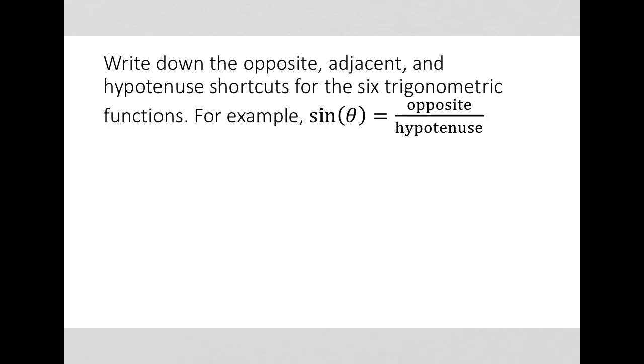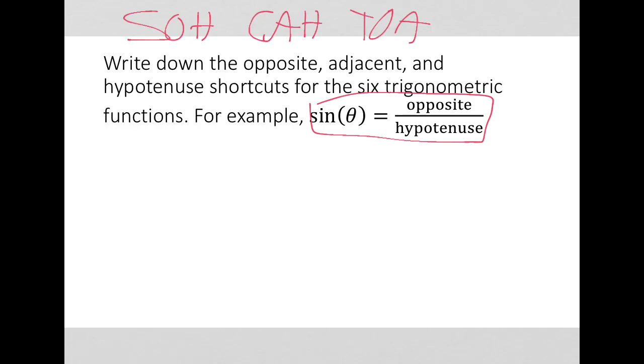Let's write down the 6 shortcuts for the trig functions. So you may remember SOH CAH TOA. You might even remember how to use it. What this SOH is saying is sine equals opposite over hypotenuse. I'm going to say sine equals opposite over hypotenuse. And yes, I should have a theta there, but I'm being lazy and not writing it because it's late at night and I have a lot of videos to make. So sine equals opposite over hypotenuse.